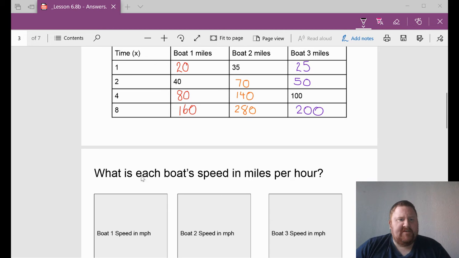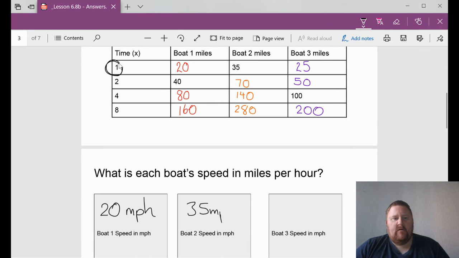Question 2 said, what is each boat's speed in miles per hour? Well, we need to look at per hour. That's our 1 hour over here. And then each boat's speed is here. So boat 1 speed is 20 miles per hour. Boat 2 travels at 35 miles per hour. And boat 3 traveled at 25 miles per hour.